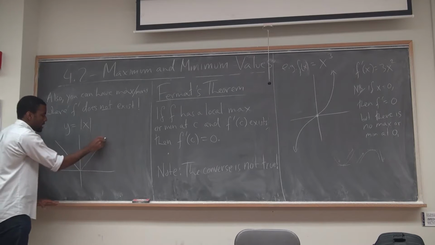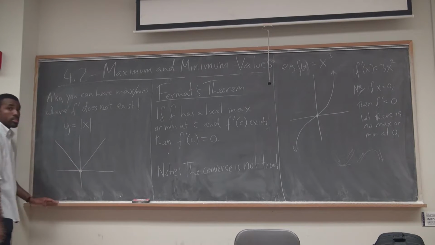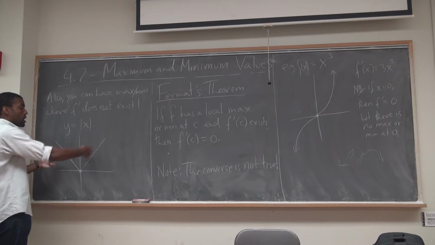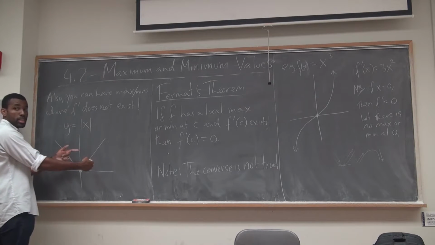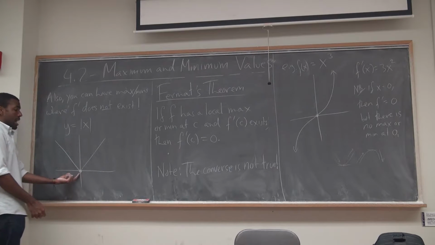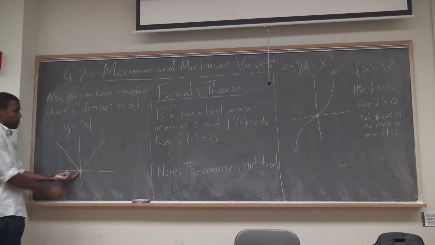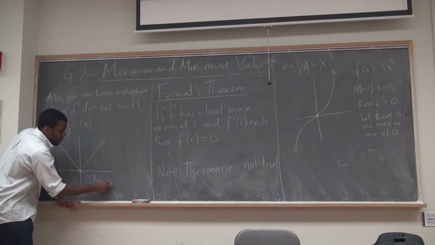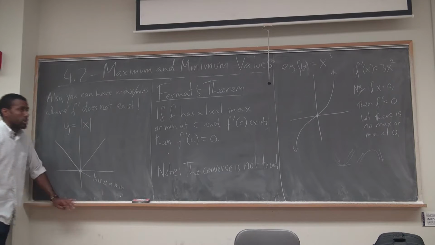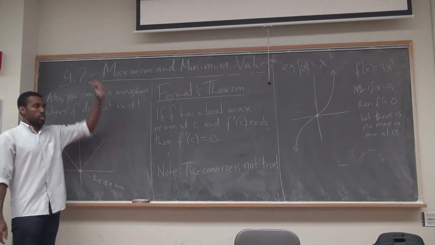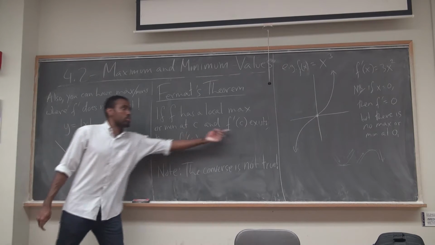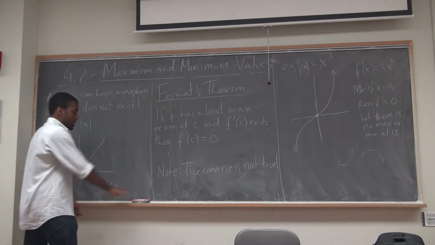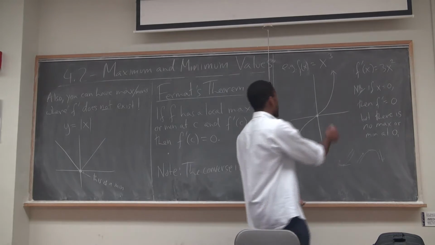We proved earlier that the derivative at 0 does not exist, right? Because the limits didn't match up. If you take the derivative limit from the right, you get +1. If you take it from the left, you get -1, right? So the derivative at this point doesn't exist, but that's clearly a minimum. So this theorem doesn't work in the reverse order, right? So if your derivative doesn't exist, or you know the derivative is 0, all bets are kind of off. You kind of have to test some other way.